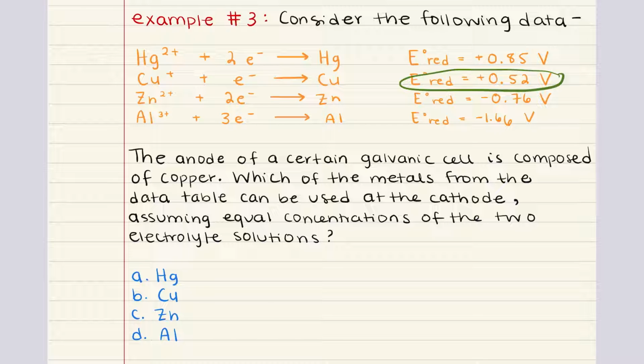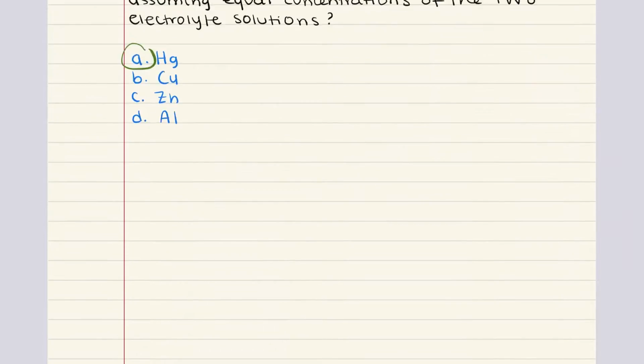potential. So considering that, the correct answer has to be A, mercury, because it is the only one that has a reduction potential greater than 0.52 volts. Its reduction potential is 0.85 volts. And so the correct answer to problem 3 is A. Beautiful. Let's move on to problem 4.